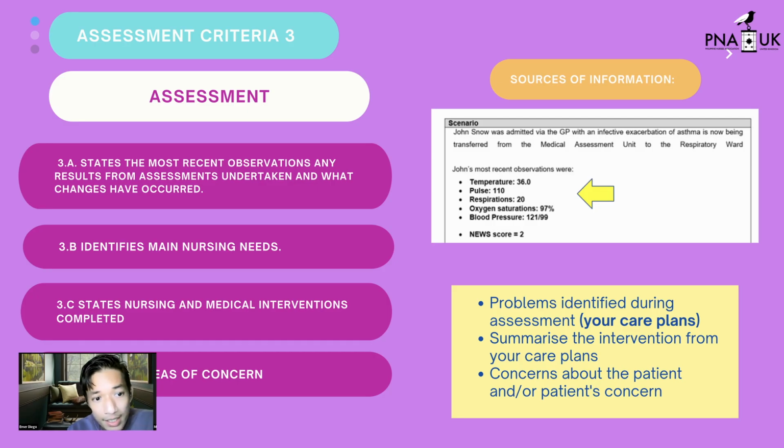Next is, let's say, assessment. For 3A, you are just reading the one written on your evaluation paper. Next is identify the main nursing needs. Again, the information that we will be telling in this section are your care plans. So you're handing over your two care plans, the two problems identified, and your interventions, and list the areas of concern. Again, your concern and the patient's concern. You could say that in this section.